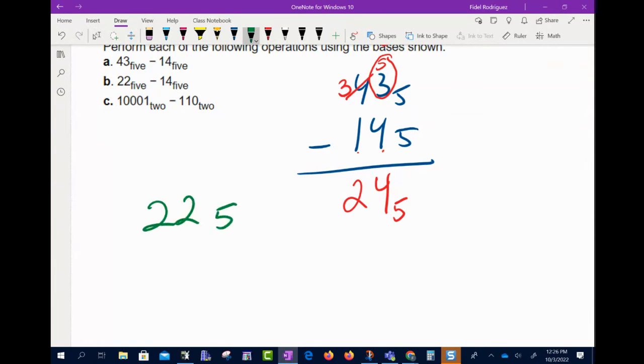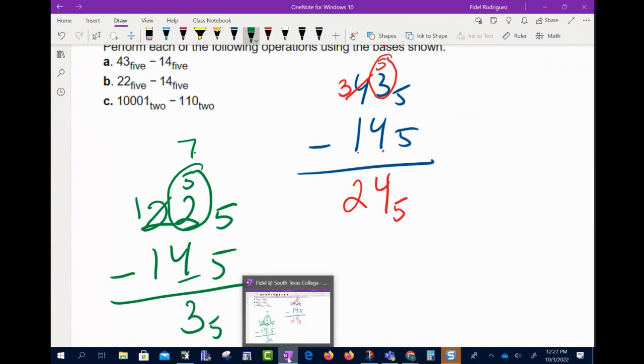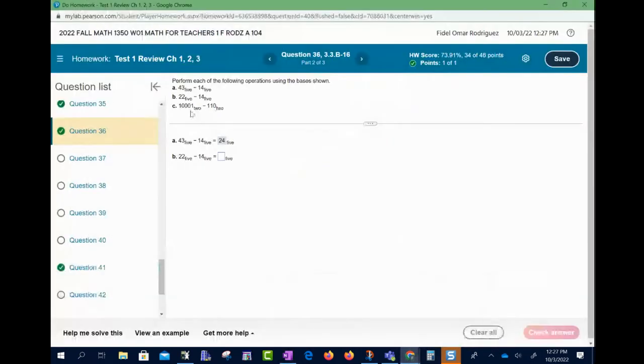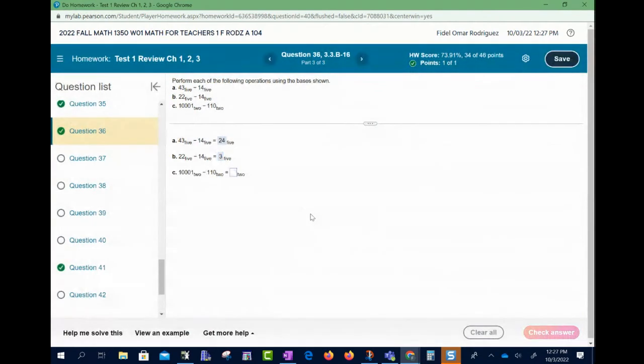So look, we have 2, 2 base 5 minus 1, 4 base 5. Again, y'all, I can't take away 4 from 2. So I'm going to borrow from here. That's going to become a 1. Since I'm in base 5, I'm not really borrowing a 1. I'm really borrowing a 5. So look, 5 and 2, everybody agree that's going to give me a 7? So what's 7 minus 4? 3. 1 minus 1 is 0. So my answer should just be 3 base 5. Okay, because I'm in base 5. So right here, you guys, I'm just going to write the number 3. I'm going to go check. Okay, we're doing good so far.